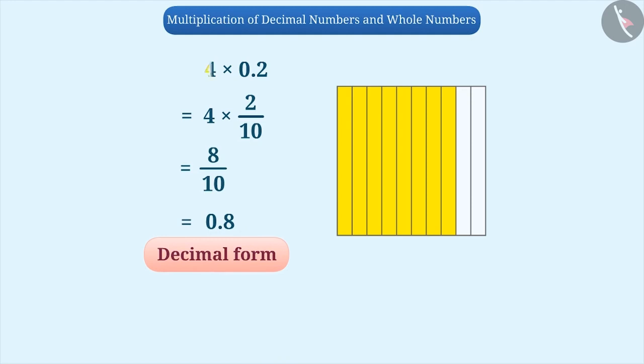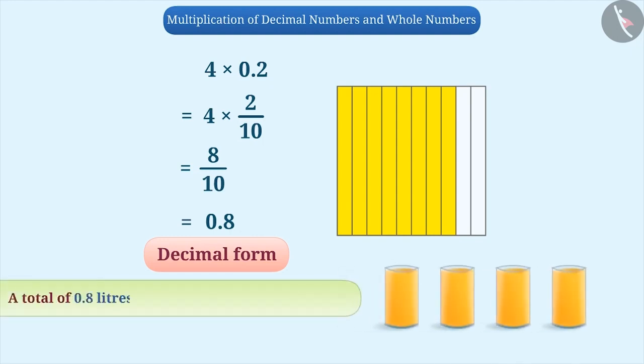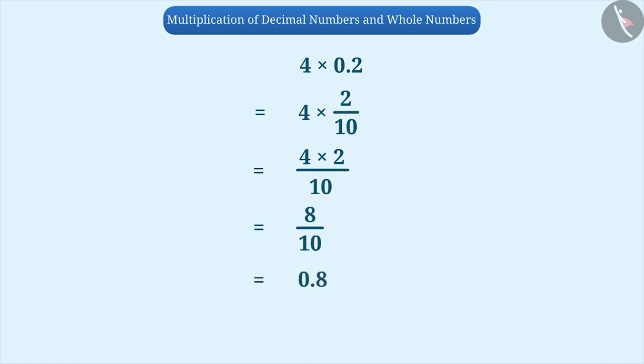So we can say that 4 multiplied by 0.2 is equal to 0.8, which means a total of 0.8 liters of juice can be filled in 4 glasses. Multiplication of decimal numbers can also be performed by converting them into fractions. If we have to find the value of 4 multiplied by 0.2, then we have to represent 0.2 in the form of 2 by 10. Then we will multiply the whole number 4 and the numerator 2 to obtain the value of the numerator as 8. And we will keep the denominator as it is. By doing so, we will get the answer 8 by 10, which can be represented as 0.8.